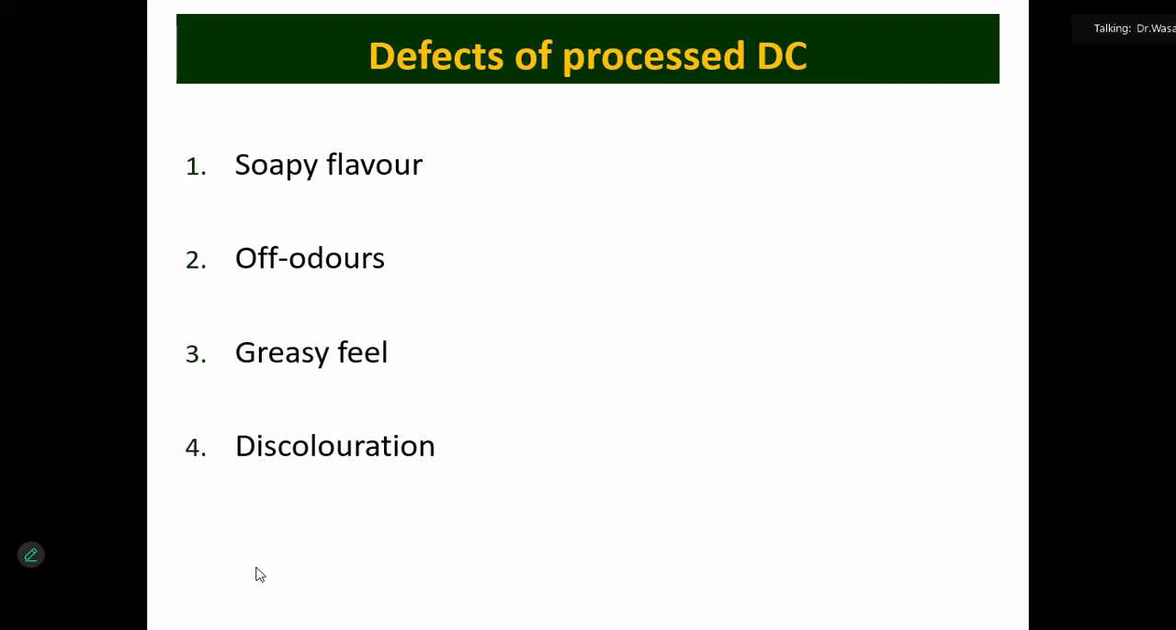So far we have come up with the defects of process DC. In the exam I have asked these defects in detail. What is the defect? What is the reason?